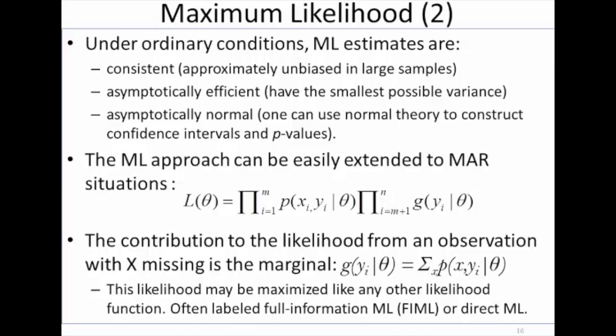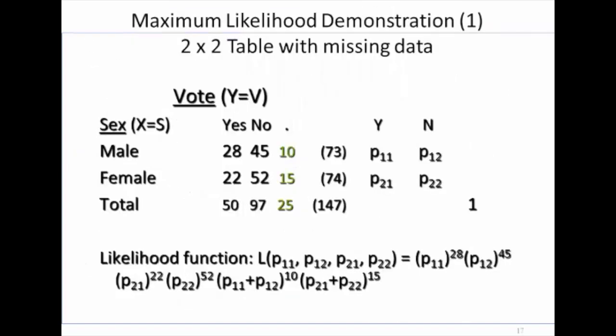Now, under ordinary conditions, the ML estimates are consistent, which means they are approximately unbiased in large samples. And unbiased is what we want, because it means that the value that you get actually measures the parameter. It gets you as close as possible to the parameter you want. They are asymptotically efficient, which means among unbiased estimators, they have the smallest possible variance, which is nice to know, because when you have one sample, you don't know that you get the correct value, right? But if the variance is small, then you know that you're close to the correct value.